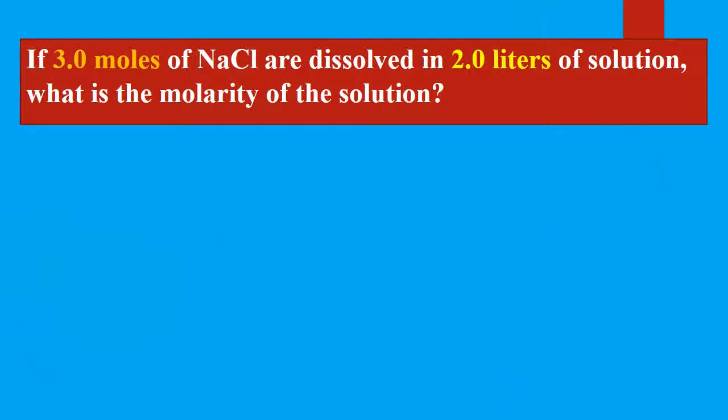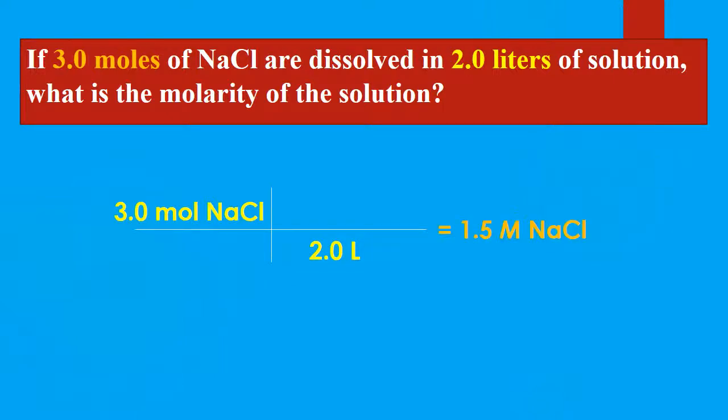Now, if we have 3.0 moles of sodium chloride dissolved in 2 liters of solution, what is the molarity of the solution? We're asked for molarity, and we know that molarity is moles divided by liters. So we start with our 3.0 moles of sodium chloride, and we divide by 2 liters of solution. That's 3.0 divided by 2.0, which gives us 1.5 molar sodium chloride. That means we have 1.5 moles of sodium chloride in each liter of solution.